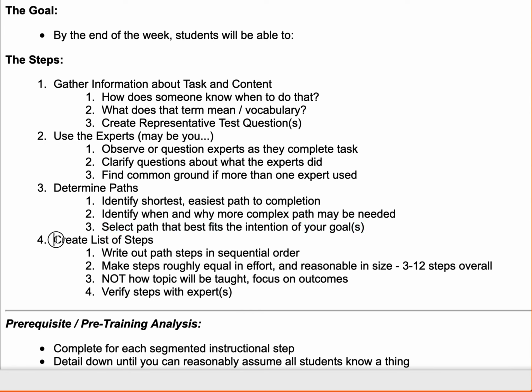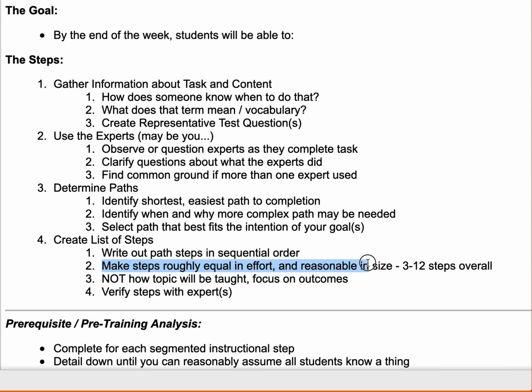And then the final of these steps is to make the steps. Now you know the direction that you're going to go. So now you actually document what each of those steps is. You want to write them out in sequential order. Do this first, read this second, go over this third, practice this fourth.